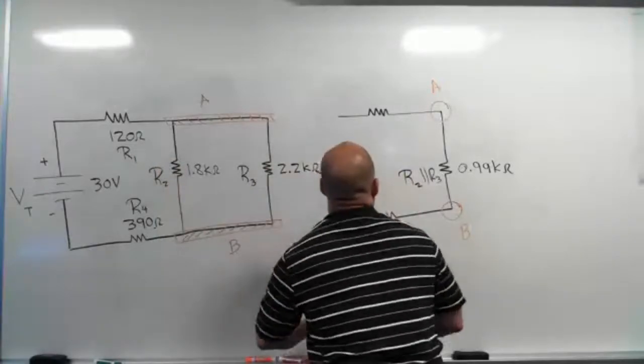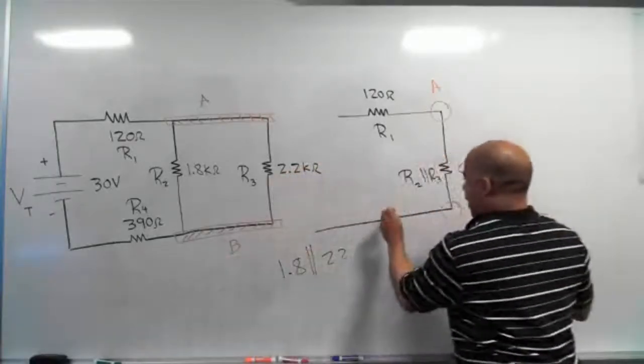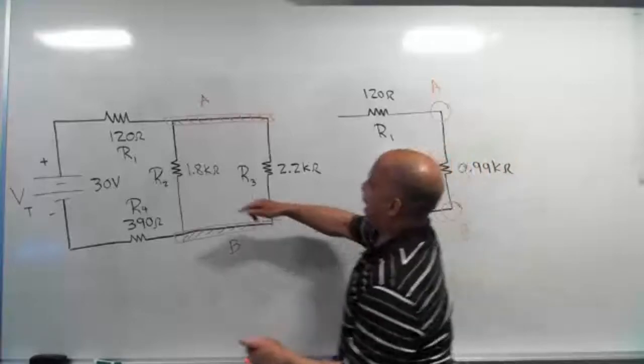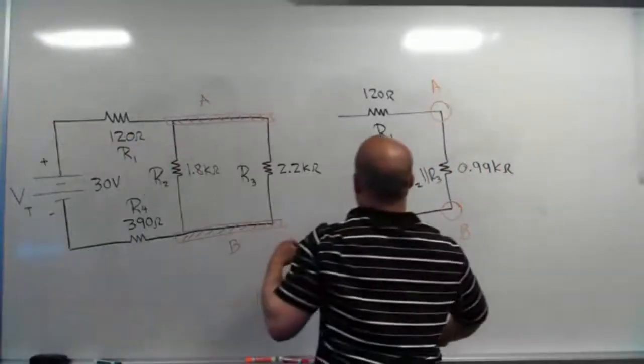And this right here is that. That's R1. So I'm going to draw this over here as R1. And this right here is that one. So I'm going to draw this as R4. And then what I have on the other side of this is my voltage source. So I'm going to stick that voltage source in there.